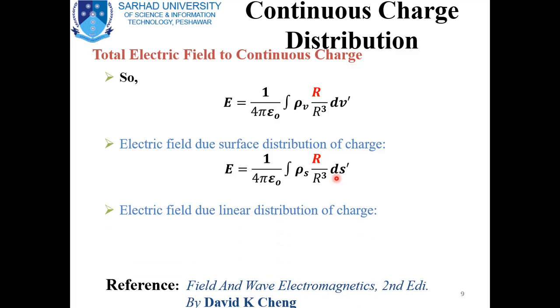And if the charge distribution lies on a line, we will write the electric field intensity due to linear charge distribution as E is equal to 1 divided by 4 pi epsilon naught integral of rho_L r vector divided by r cube dl prime. Remember that this red r represents the vector form of the separation between the charge element and the point where the electric field is to be calculated.